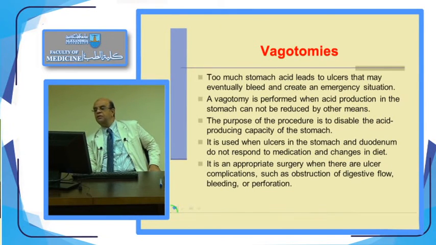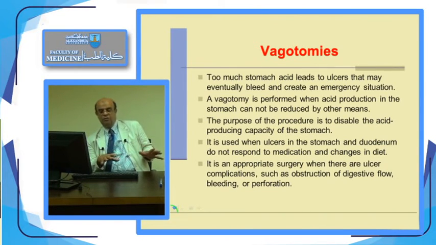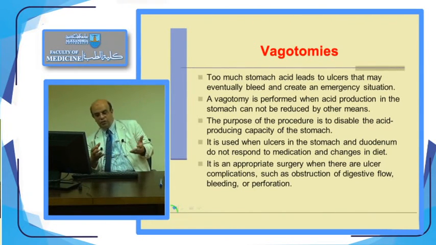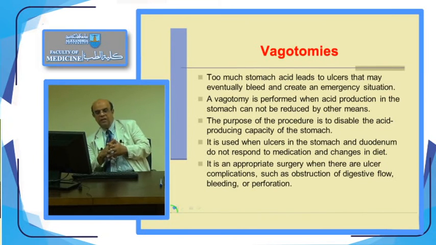It is used when ulcers in the stomach and duodenum don't respond to medication and changes in diet, which is usually rare nowadays. It is an appropriate surgery when there are ulcer complications, and we do more vagotomies today for the complications of peptic ulcer disease than to treat the peptic ulcer itself.